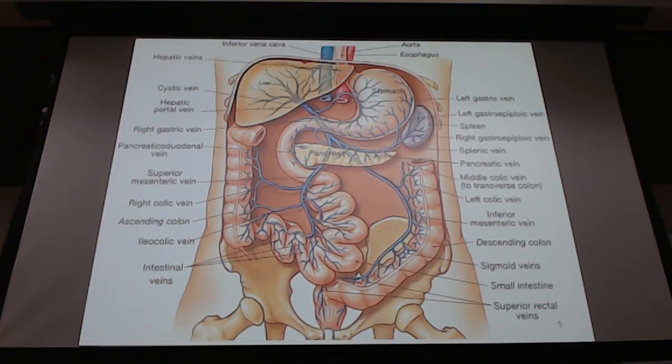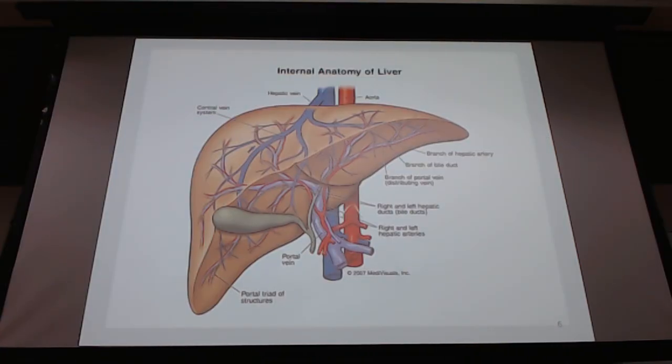So good luck. But at least be good on EFAST, be good on doing an ocular ultrasound, be good on doing a deep vein thrombosis scan, and then potentially looking at some soft tissues and then vascular access. But I digress. So we'll get into the anatomy of the liver.